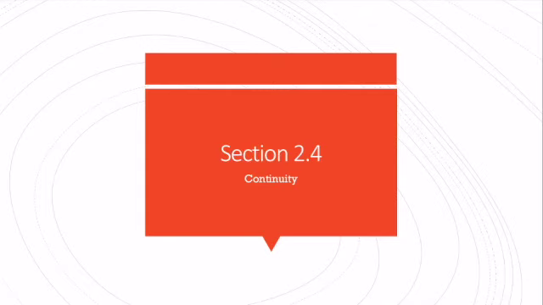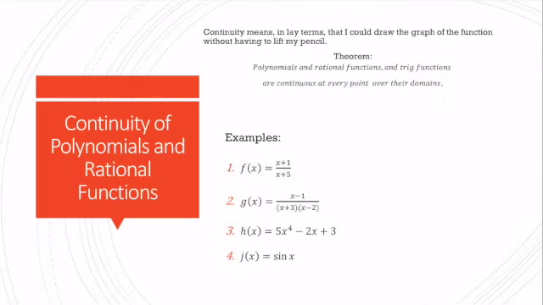Next, I'm going to talk about continuity. Continuity means, in lay terms, that I can draw the graph of a function without having to lift my pencil, right? So lines are continuous functions, cubic functions are continuous functions, and sine and cosine functions, right? Those are continuous functions. Polynomials, rational functions, and trig functions are continuous at every point over their domains.